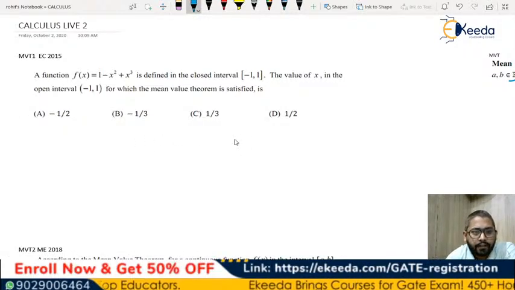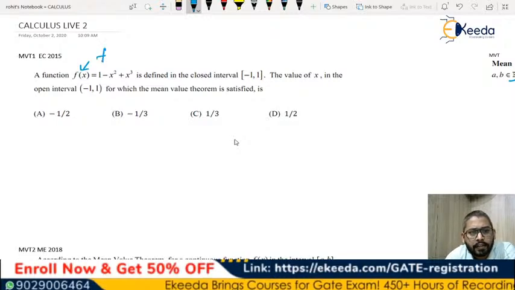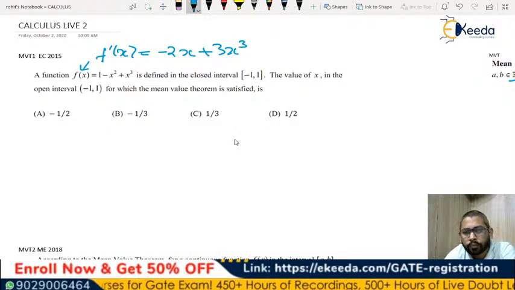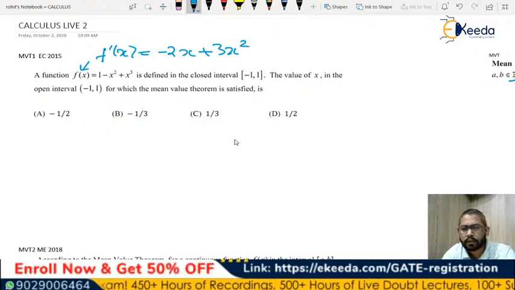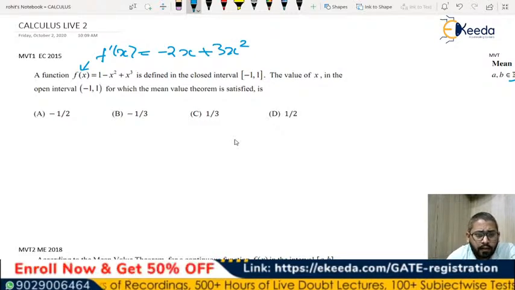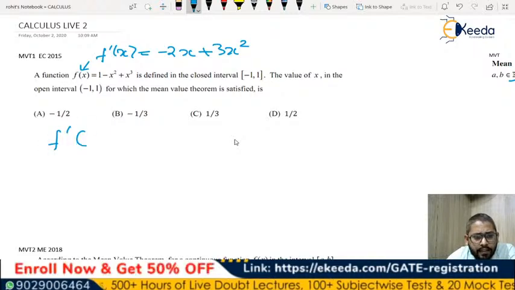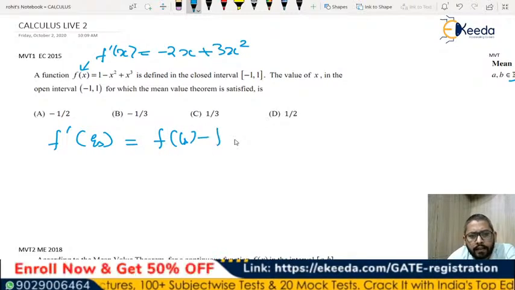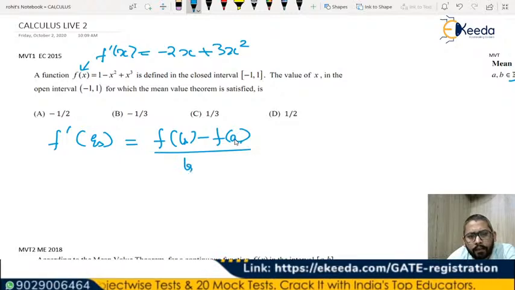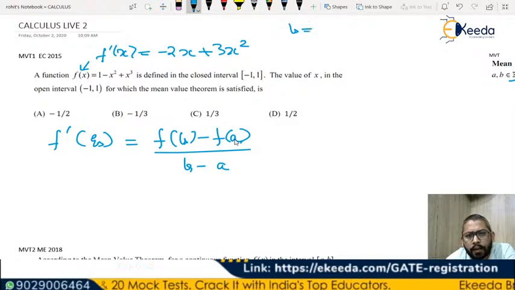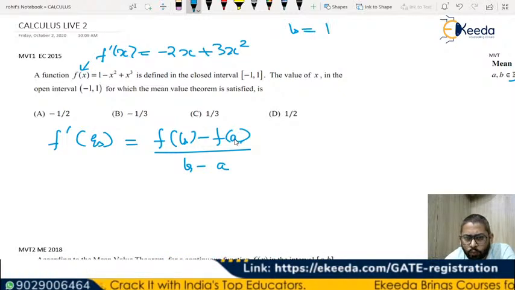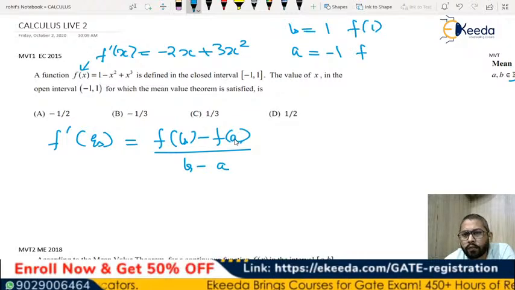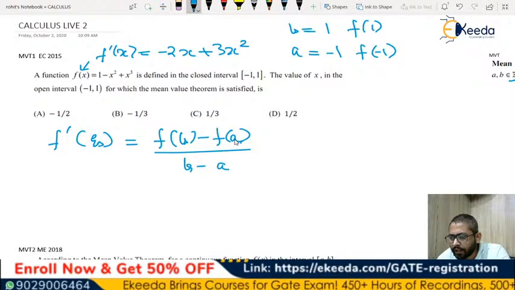So this is f of x. Let's write f dash of x here itself. This is going to be minus 2x plus 3x square, right? Now we need f dash of zeta or c, anything, to be f of b minus f of a by b minus a. So what is b and a? B, the upper end, will be 1, and a, the lower end, will be minus 1. So we can also find f of 1 and f of minus 1. What is the application of this theorem?